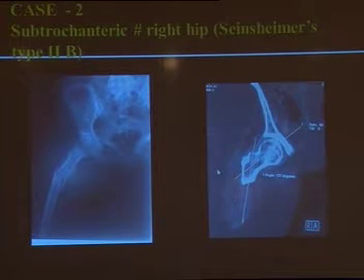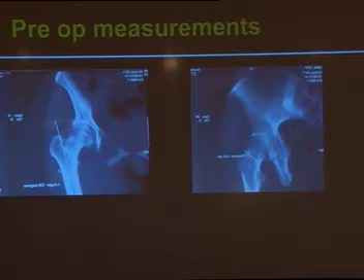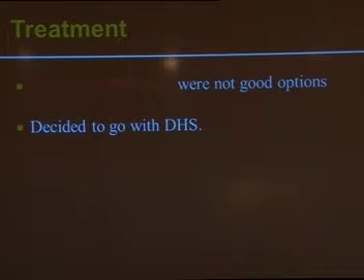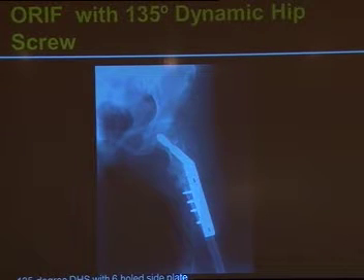Coming to the second case, this is a 35-year-old female patient who had a subtrochanteric fracture of the right hip, according to Seinsheimer, a type 2B. We did all the preoperative measurements, including neck shaft angle and medullary canal diameter. It showed a neck shaft angle of 137 degrees, neck diameter of 22, medullary canal diameter of 7 mm, and femur length of about 32 centimeters. So the treatment options, recon nail and PFN, were not a good option in this case. So we decided to go with DHS, and we did open reduction internal fixation with a 135 degree dynamic hip screw.